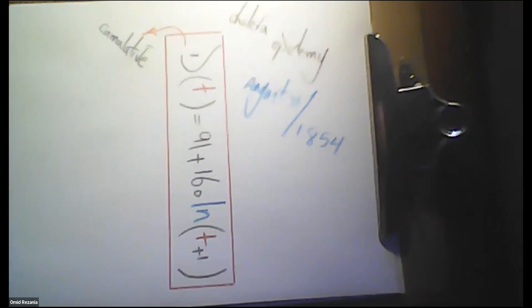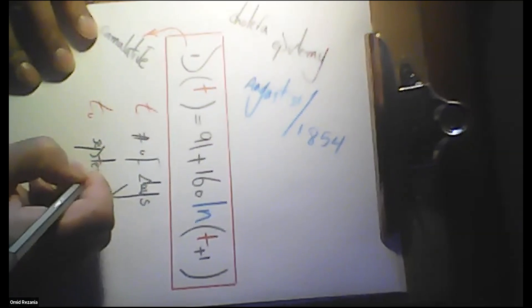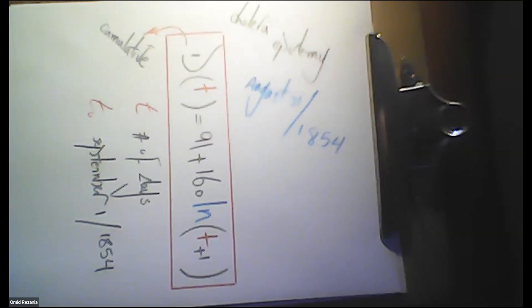We said that D of T is the cumulative number of deaths, which is the total number of deaths after time T. Okay. What is T? It's time, which we measure on a scale of the number of days. And also, we say that T naught is, you can think of it as September 1, 1854. It's a very interesting question, guys. We're just going to do it together.